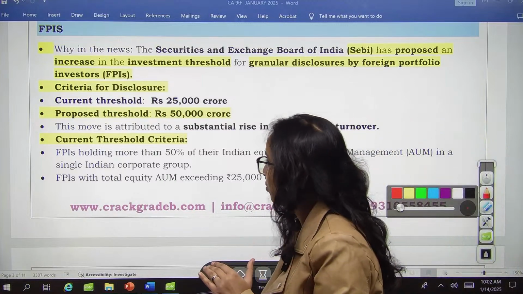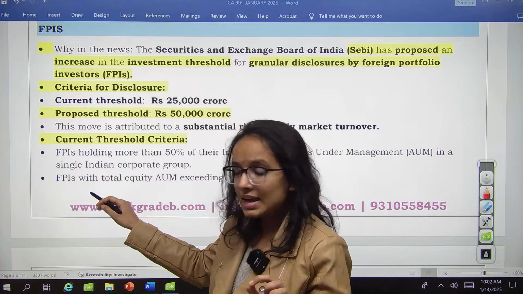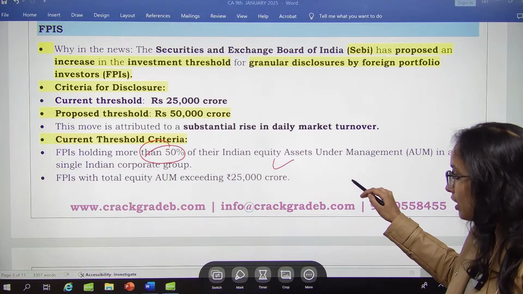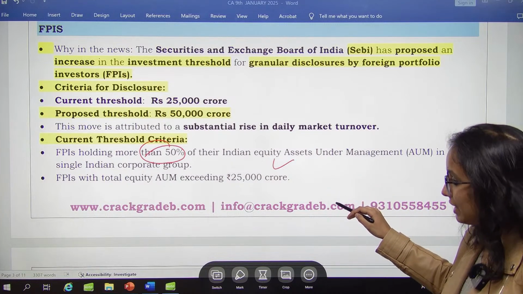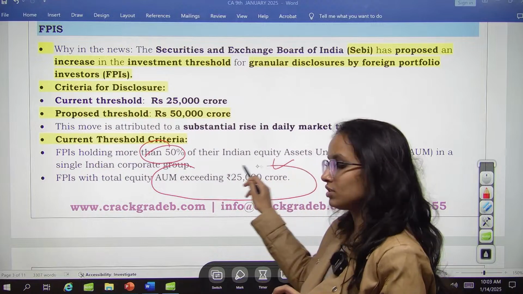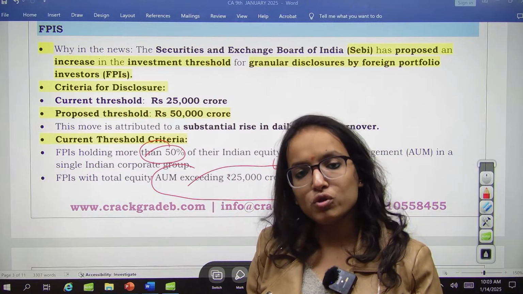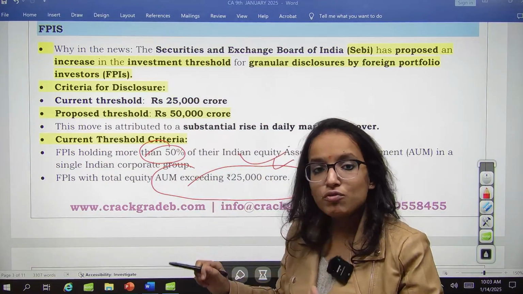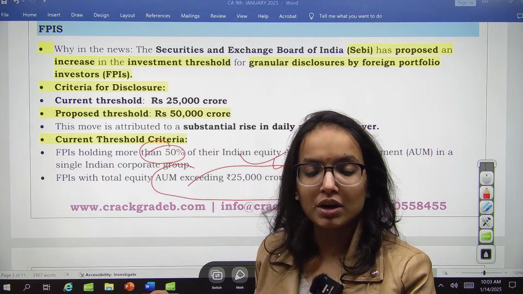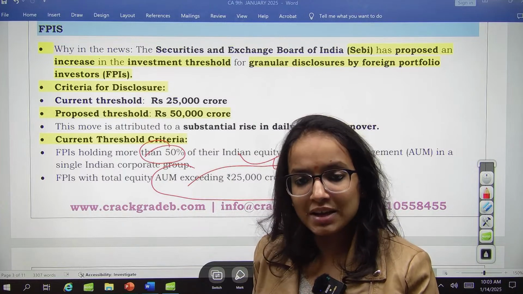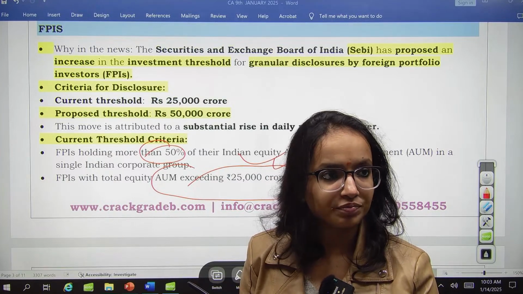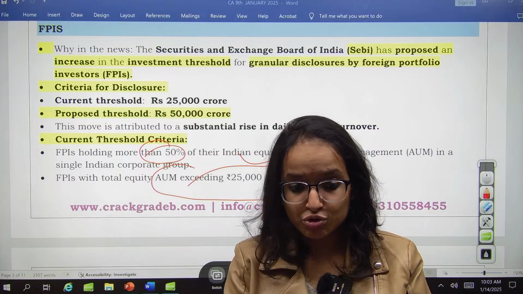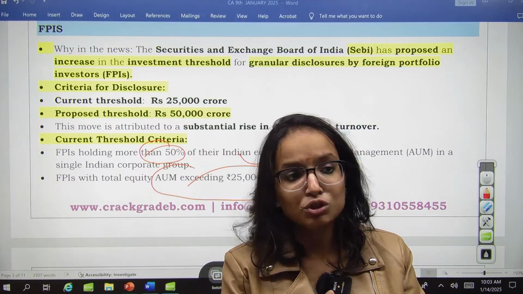So the current threshold is, if any FPI is holding more than 50% of their Indian equity assets under management, or if FPI has total equity AUM exceeding 25,000 crores. Abhi criteria kya hai? If you are holding more than 50% of your Indian equity AUM. What is AUM? Asset under management. Say you are an investment vehicle, jitna bhi aapka asset holding hai, uska total market value. Nothing else, right? What is AUM? Asset under management. Whatever assets you are managing as an investment vehicle, its total market value.